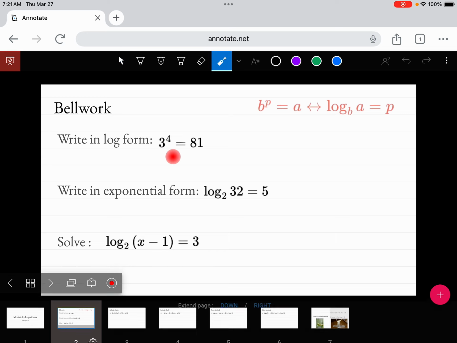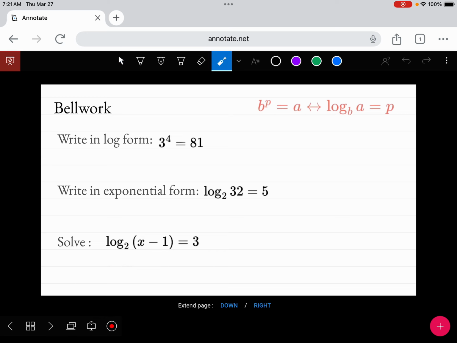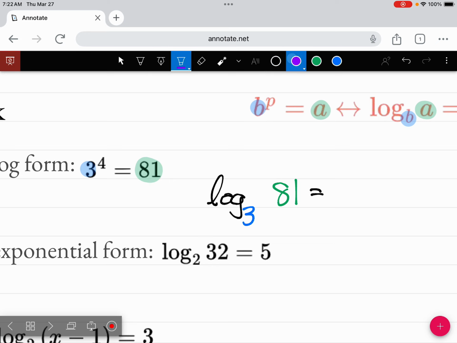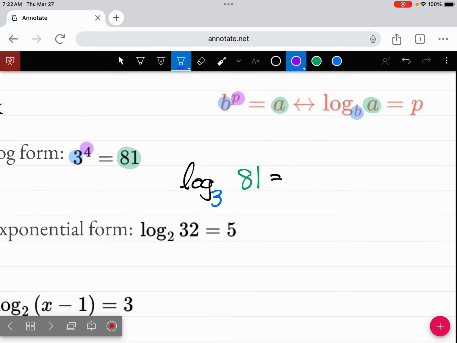So if we wanted to write 3 to the 4th equals 81 in log form, how would we do so? We're going to start with a log. What's the base? 3. The base goes down there, small and low. Log base 3 of what? 81, because that's the argument, and that's going to equal 4, the power.